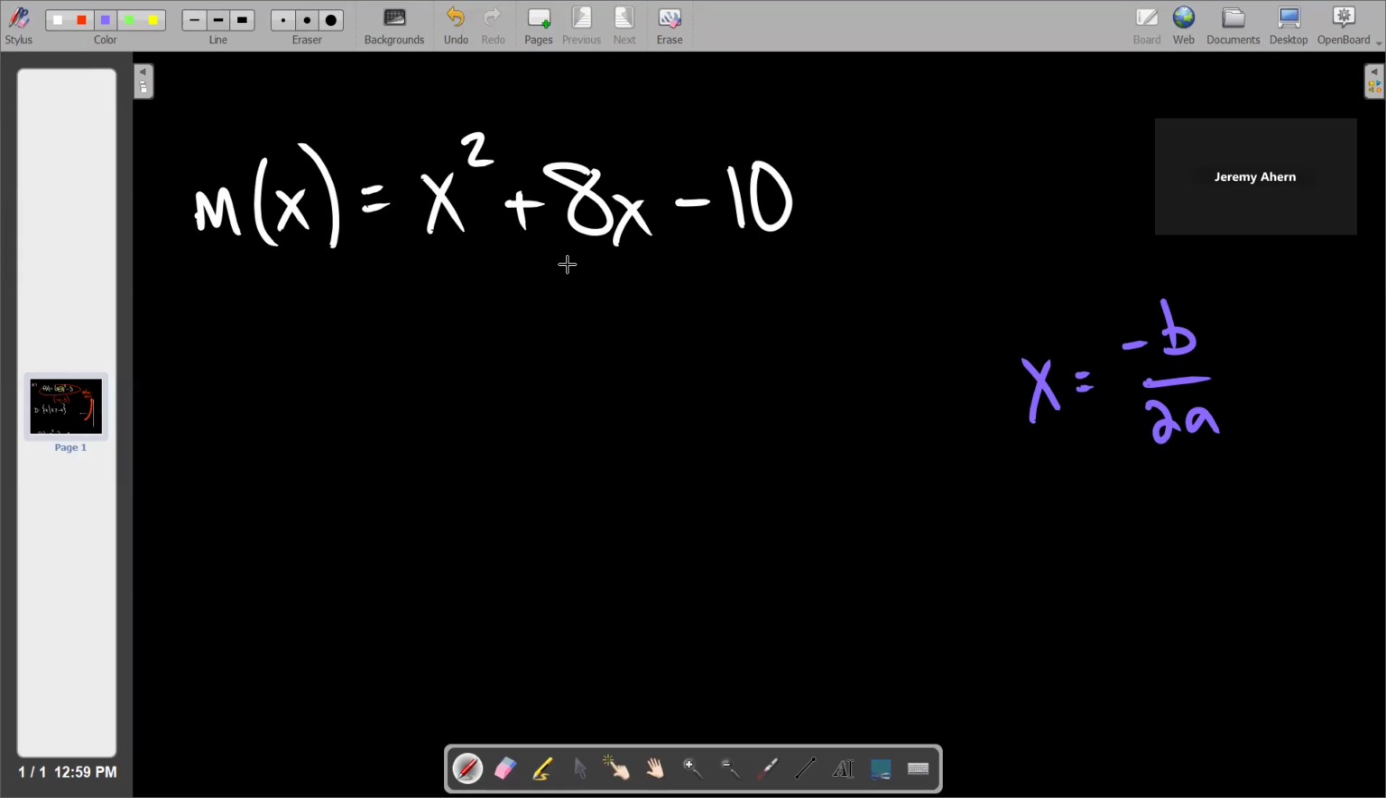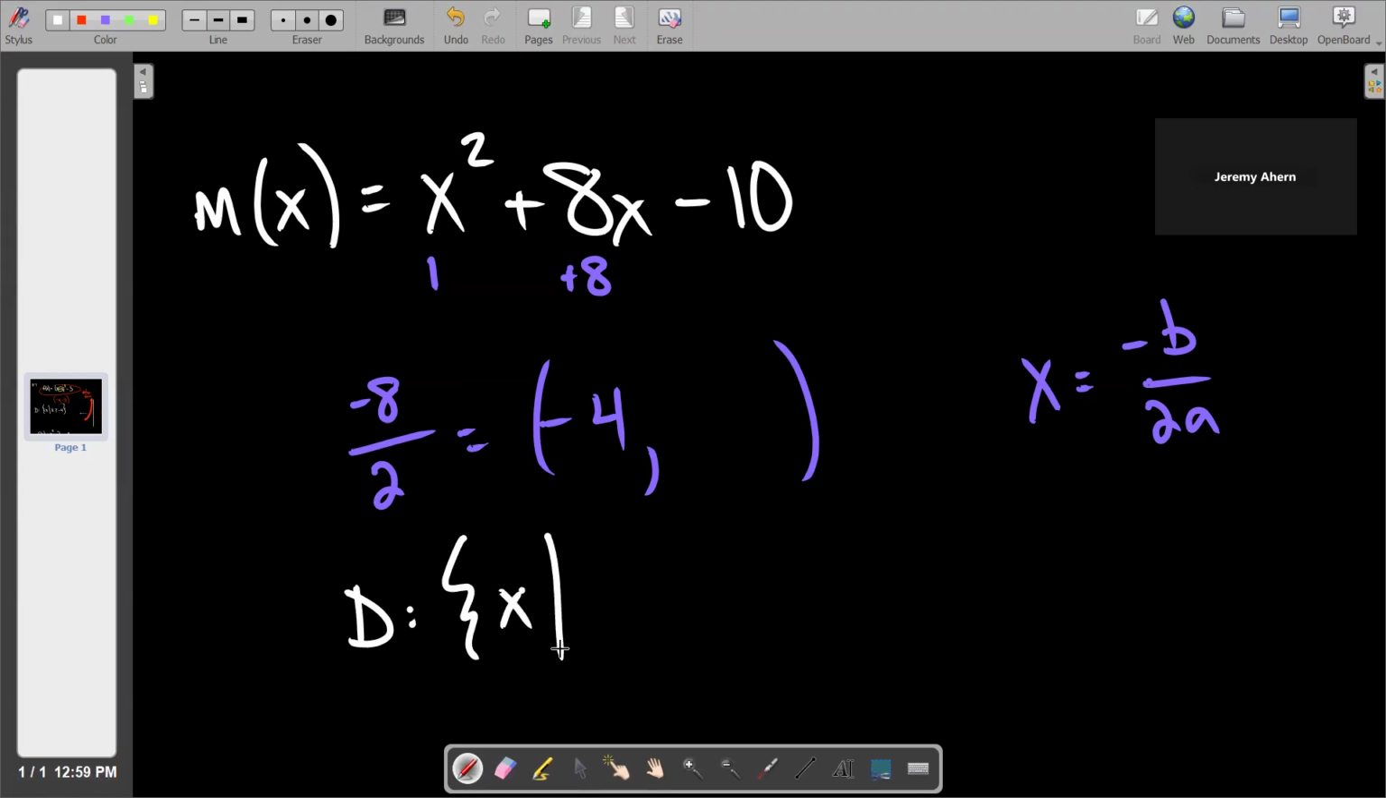And in this case, b is positive 8, and a is positive 1. So negative b over 2a is negative 4. So again, the vertex is at negative 4, something. We don't care about the something. So what would our domain restriction be, going back to x?